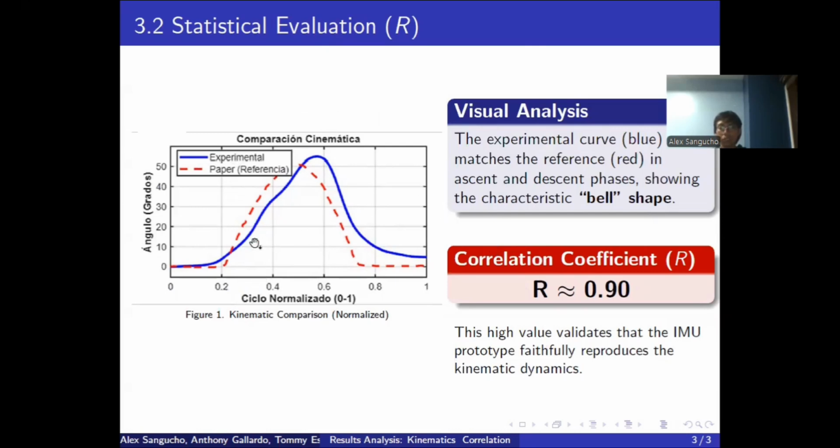Visual analysis: the experimental curves in blue match the reference in red in ascent and descent phases, showing the characteristic bell shape. The correlation coefficients are R equal to 0.19. These high values validate that the IMU prototype reproduces the kinematic dynamics.